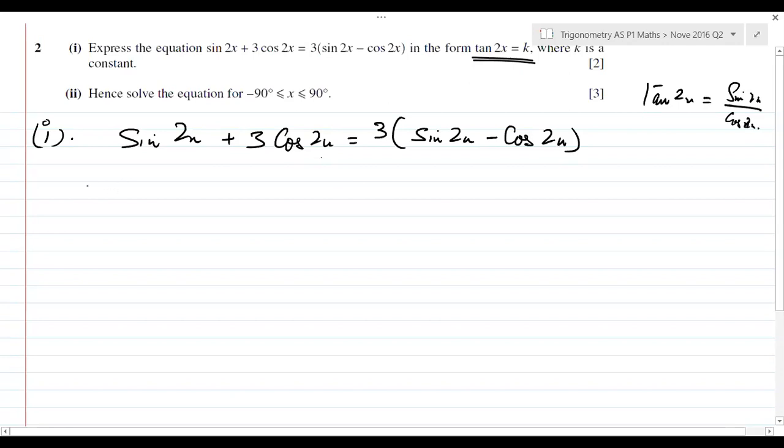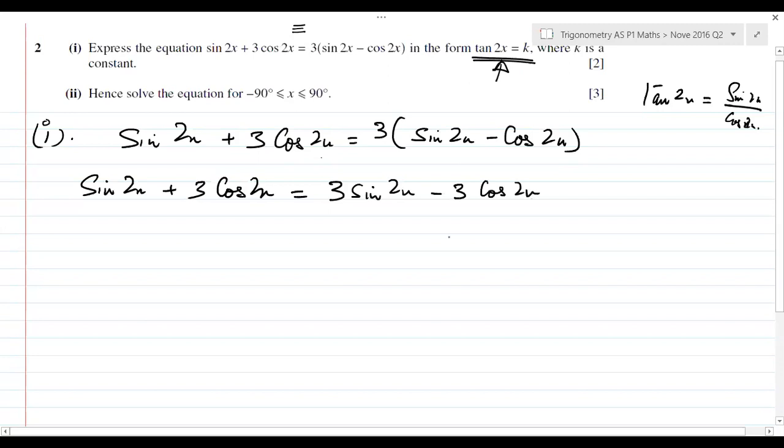So let's just solve this. We have sine 2x plus 3 cos 2x. We have done nothing over here. We will multiply the right hand side by 3. We'll open the brackets basically. Remember, this is not an identity. We do not have to prove the left hand side is equal to the right hand side, because this is not showing an identity sign. It says express this equation in the form of this. This is what we have to express it in. So this is 3 sine 2x minus 3 cos 2x.